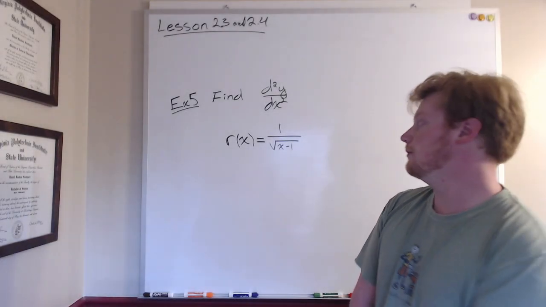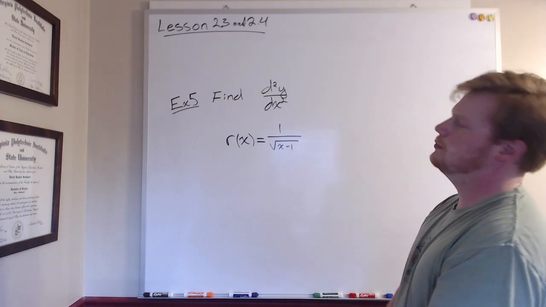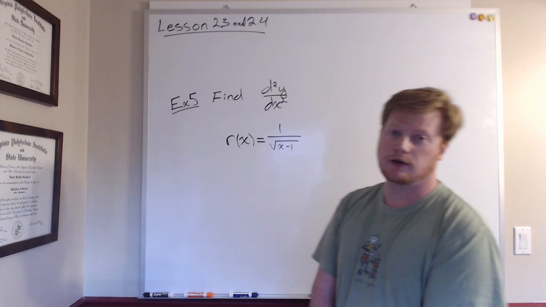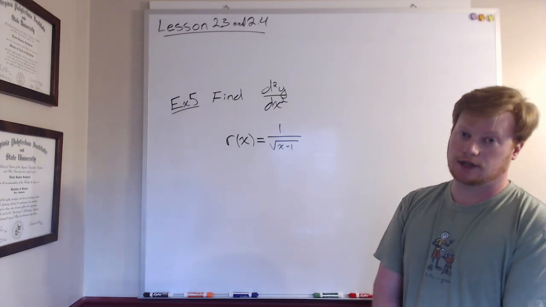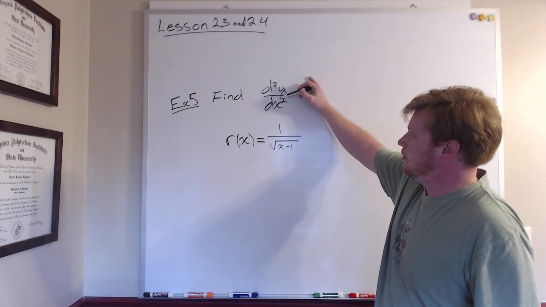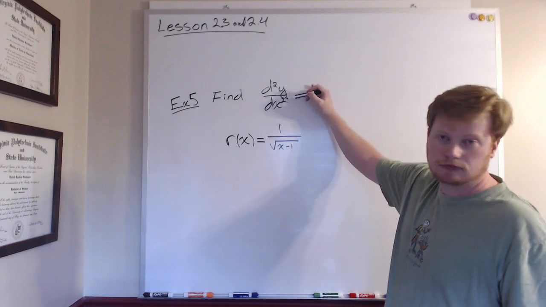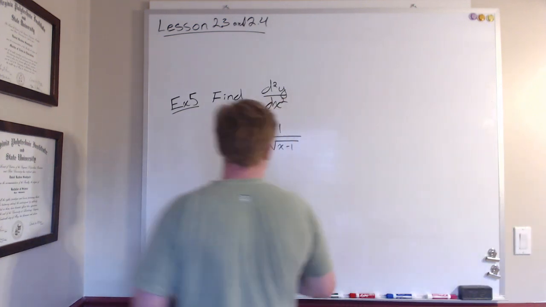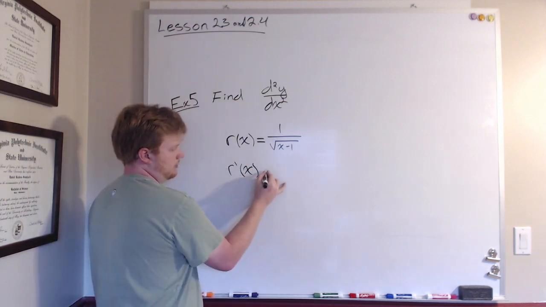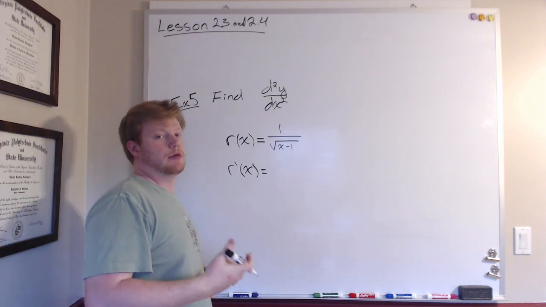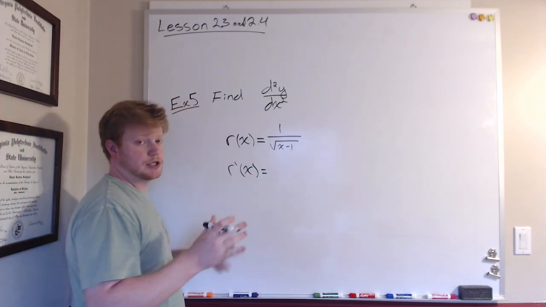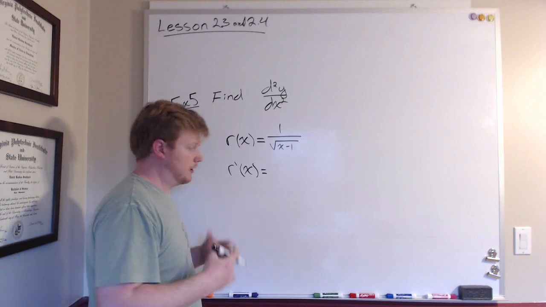So in example 5, we're asked to find this d2y dx2 thing. And if you're unfamiliar with that notation, it's really just asking for the second derivative. Okay? This means to take the second derivative of y with respect to x. So that just means that we're going to find r prime first, and then r double prime, which is the same notation. Well, different notation, but same thing.